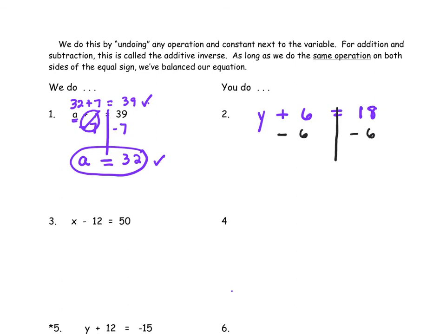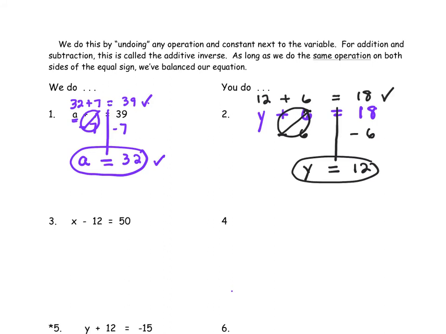So what this accomplishes is this becomes 0. They undo each other. This is a 0. But what I have left is the y on the left side, and on the right side, I have 12. So we think the solution is 12. So let's check it. If I replace y with 12, and then I add 6, which is what the original equation says, does that equal 18? Is that true? Well, it is. So that means our solution is correct.